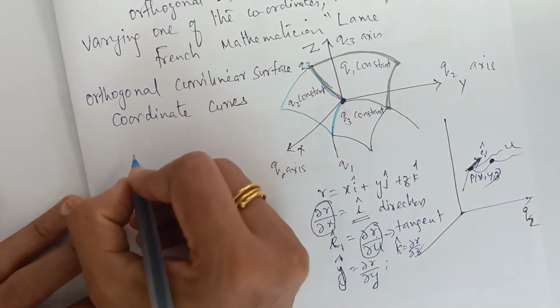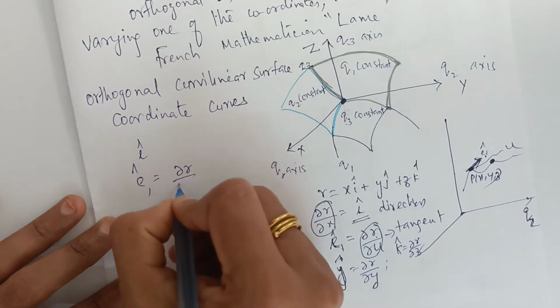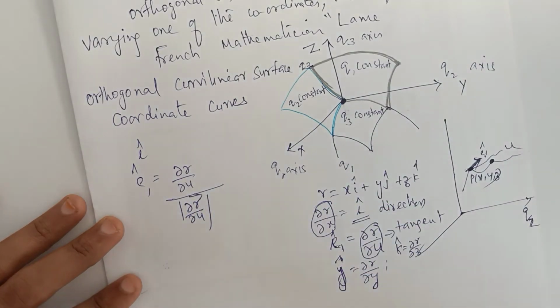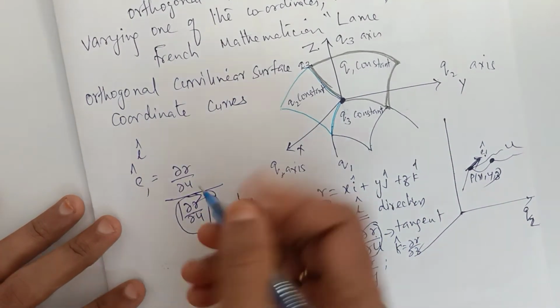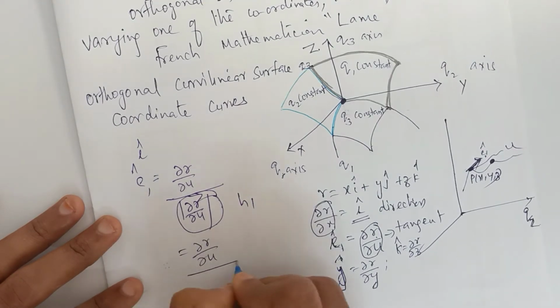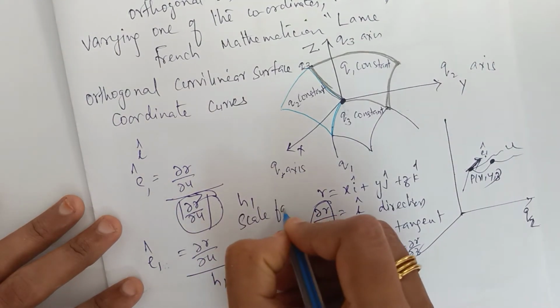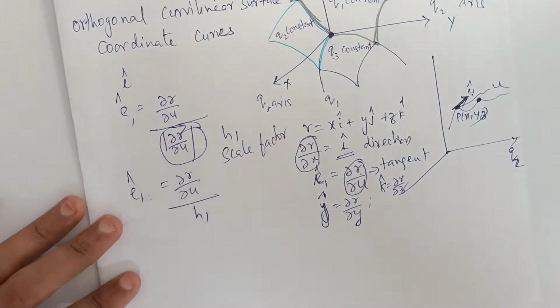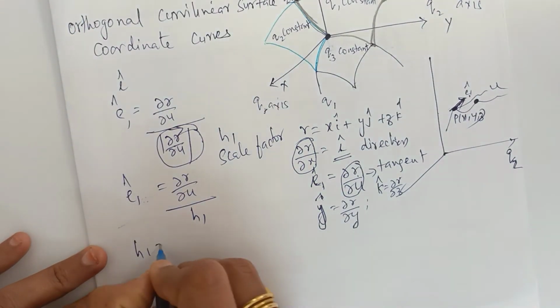That means if you consider E1 as a vector, then dou R by dou U divided by the magnitude of dou R by dou U, that you will get the direction. And this magnitude we can call a factor, say H1 or H. So dou R by dou U by H1, that is E1. This H is called the scale factor, whose value differs for each coordinate system. For example, in Cartesian coordinates H1, H2, H3 each have the value 1. So here H1 is called the scaling factor.